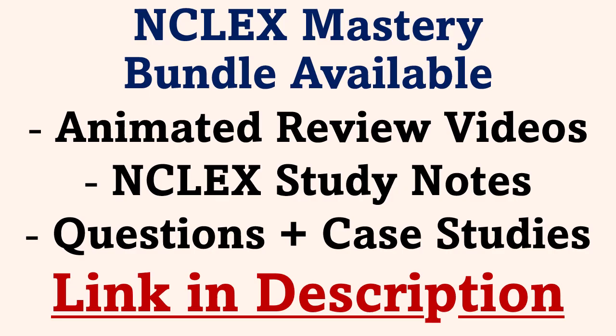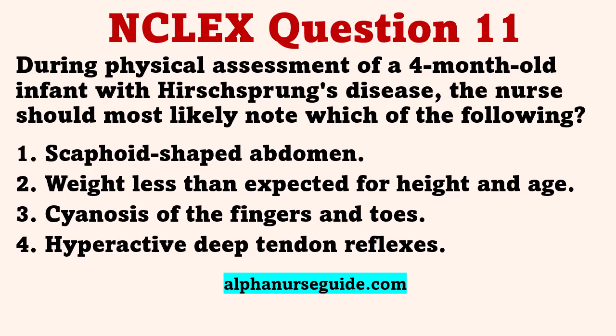Back to the questions. During physical assessment of a 4-month-old infant with Hirschsprung's disease, the nurse should most likely note which of the following? 1. Scaphoid-shaped abdomen. 2. Weight less than expected for height and age. 3. Cyanosis of the fingers and toes. 4. Hyperactive deep tendon reflexes.